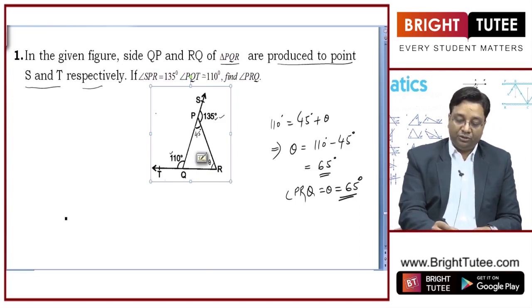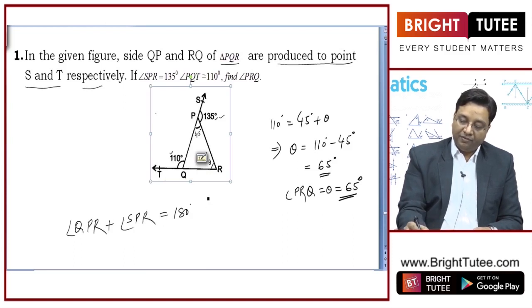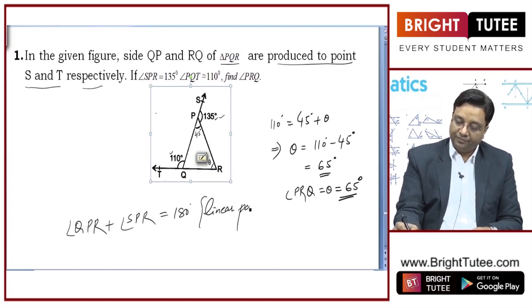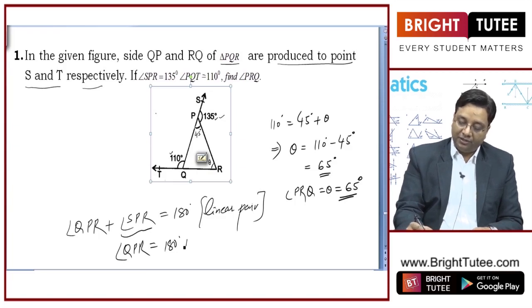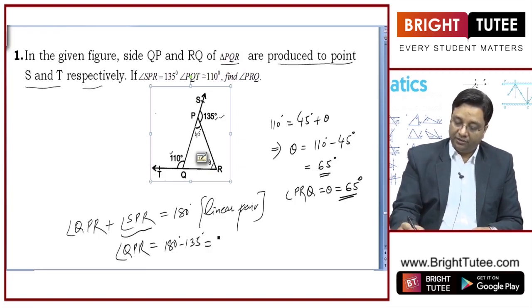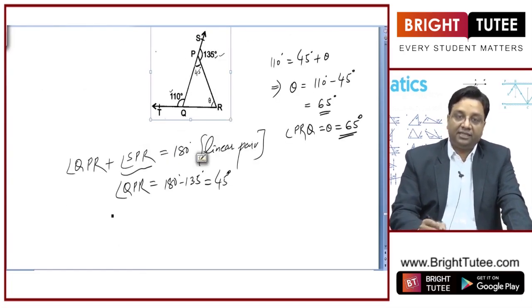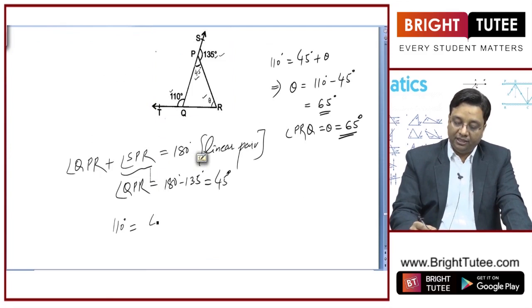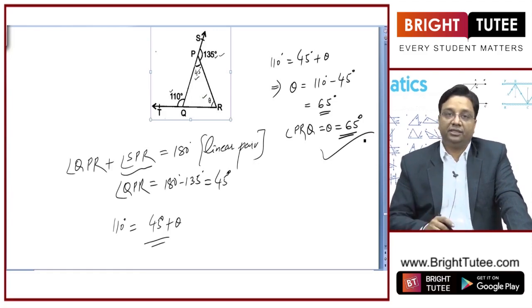Now the concepts that I used here: angle QPR plus angle SPR is equal to 180. Why? Because of linear pair. By using this, I could obtain angle QPR as 180 minus angle SPR, which is 135. So it is 45. Now once I obtained angle QPR, I used the exterior angle property. That exterior angle 110 is equal to the sum of interior opposite angles, that is 45 plus theta. Hence I obtained this result, angle PRQ equal to 65 degrees.